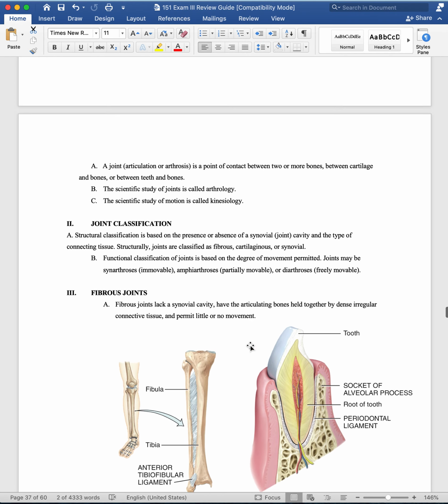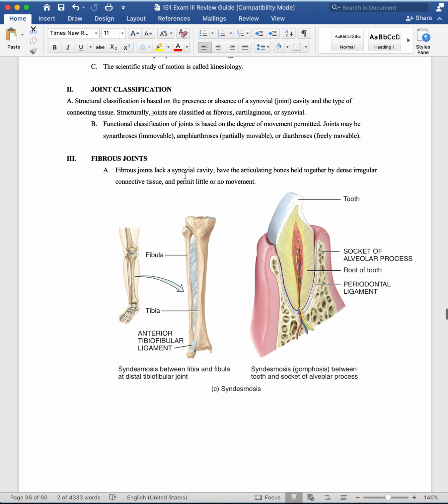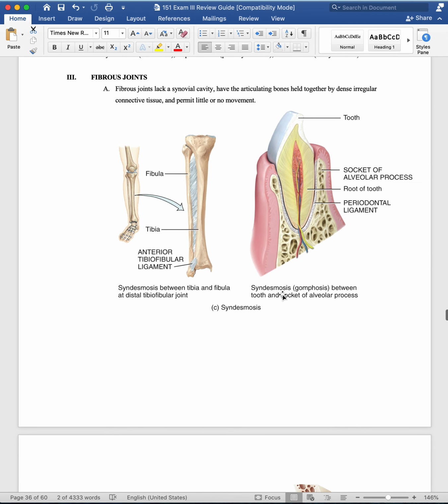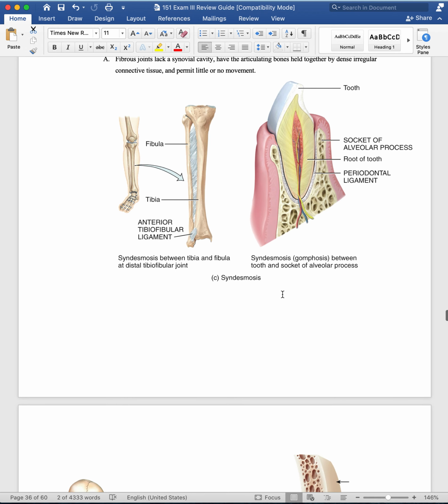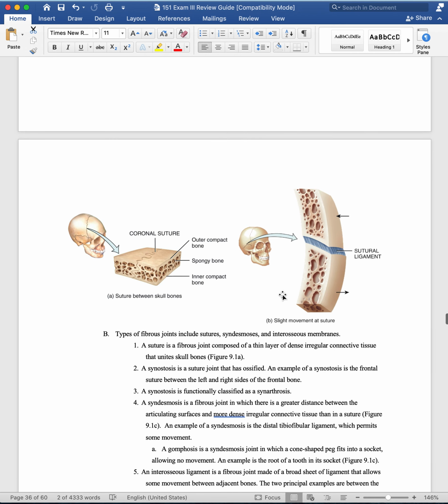Okay, fibrous joints are going to be anytime we don't have a synovial cavity, and the articulating bones are held together by connective tissue, an example being the tibiofibular ligament, or a syndesmosis. Another example of this is a gomphosis. This is when we have the tooth and the socket of the alveolar process interacting in a joint fashion. These are not supposed to have motion, right? They're supposed to be little to no motion permitted.